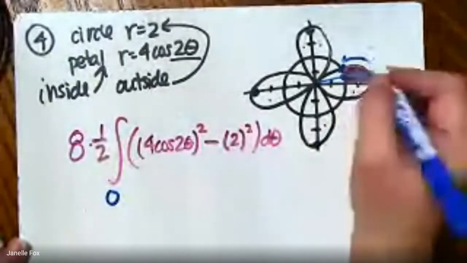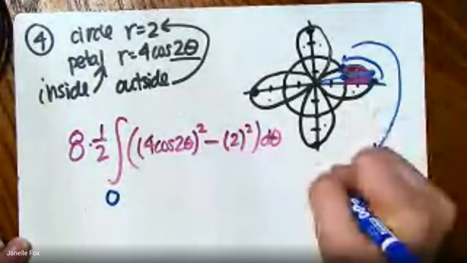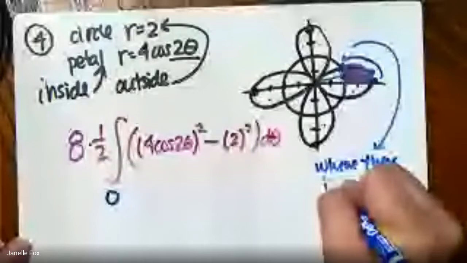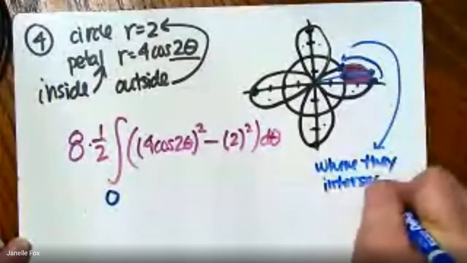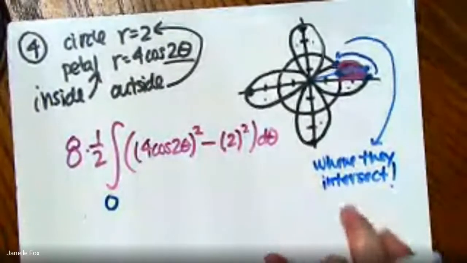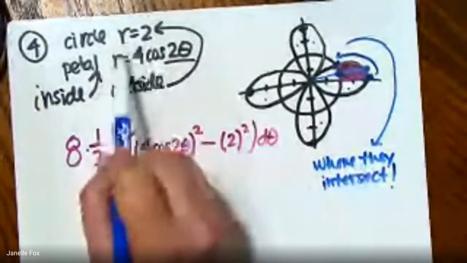A nice way to get this limit of integration is to think about where they intersect, okay? So they are actually at the exact same spot right there, right? And if we can figure out where they intersect, then I'm going to be totally golden. So where would these two equations be the same thing?